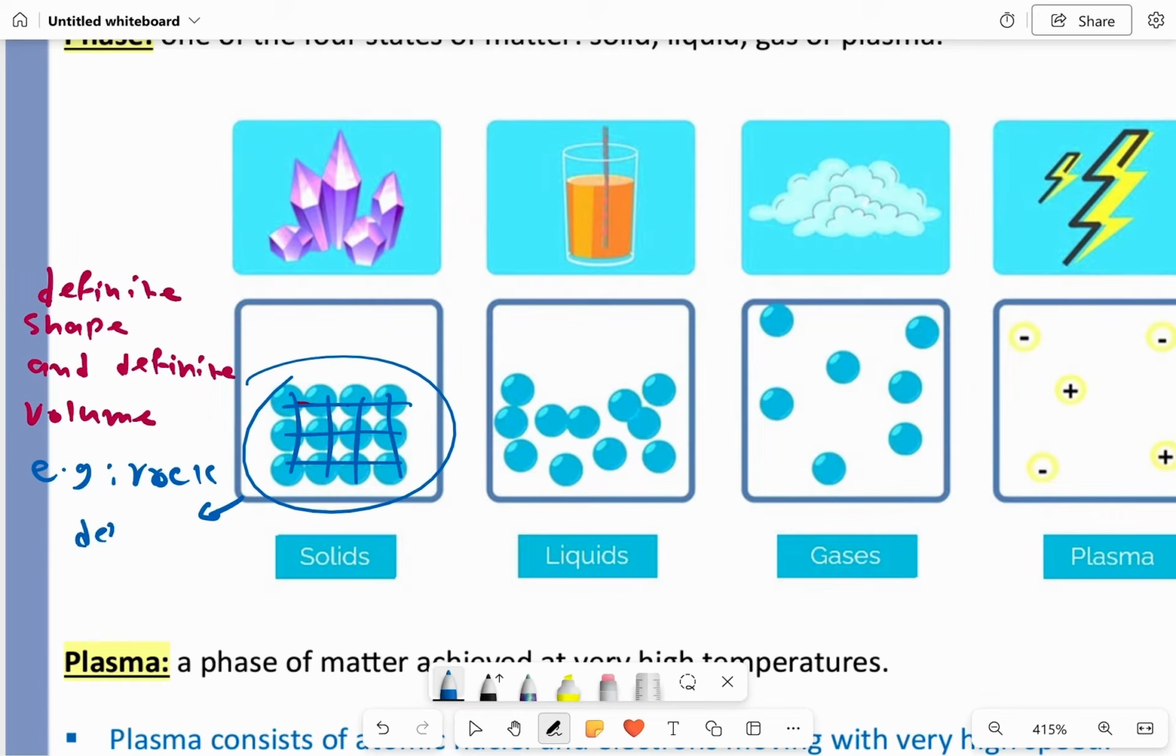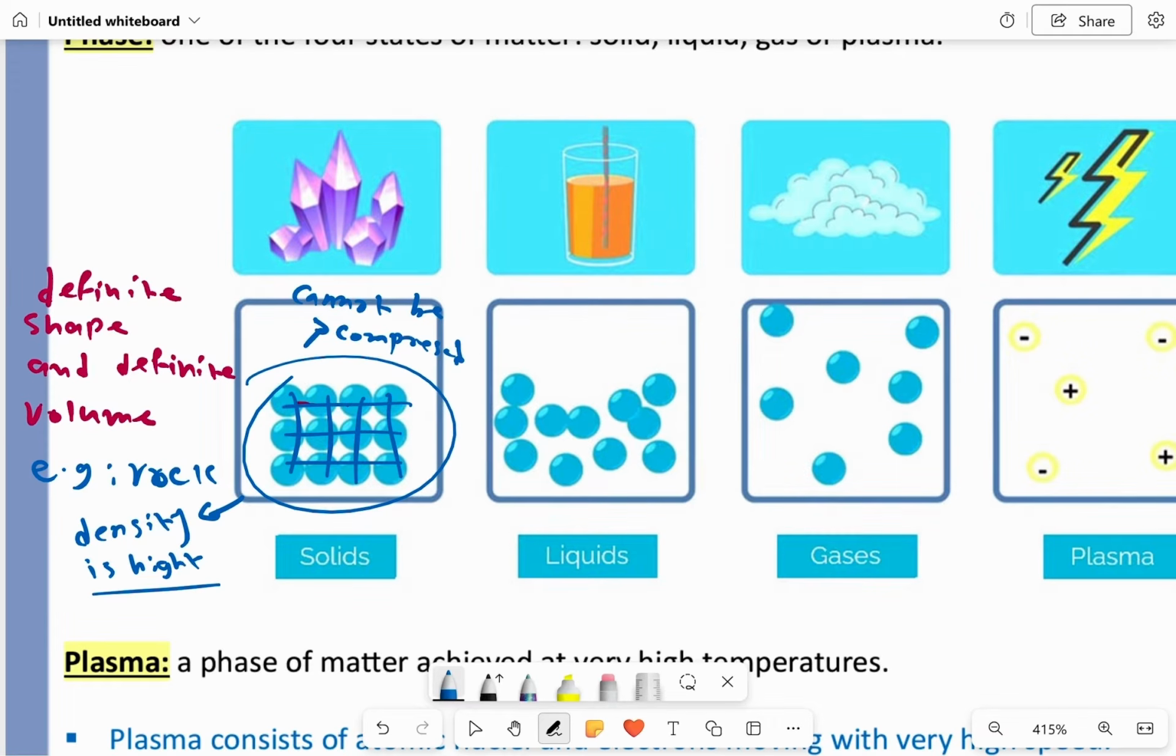Density is high, okay? But if you have a rock, try to squeeze the rock, okay? Try to compress the rock. Can you make it smaller and compress it? No. So solids have what? Have low compressibility, okay? Cannot be compressed.